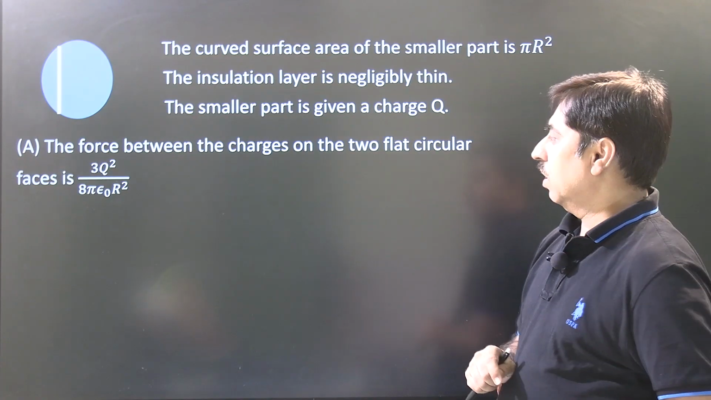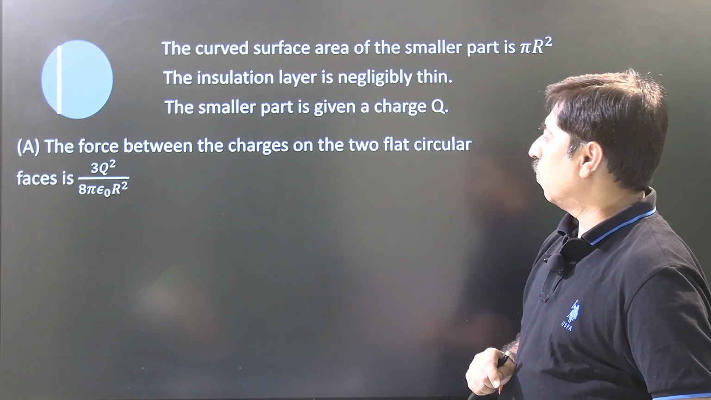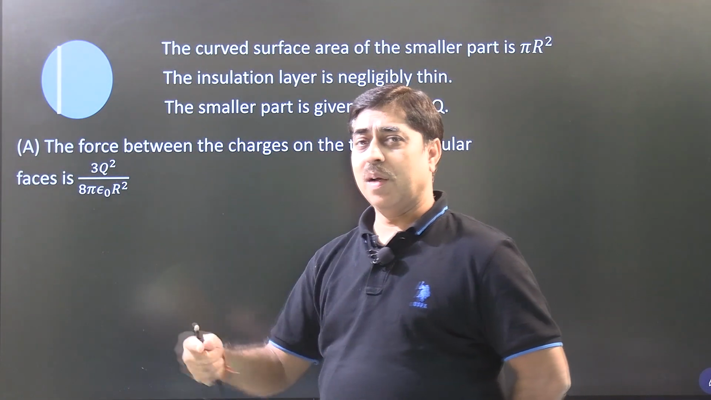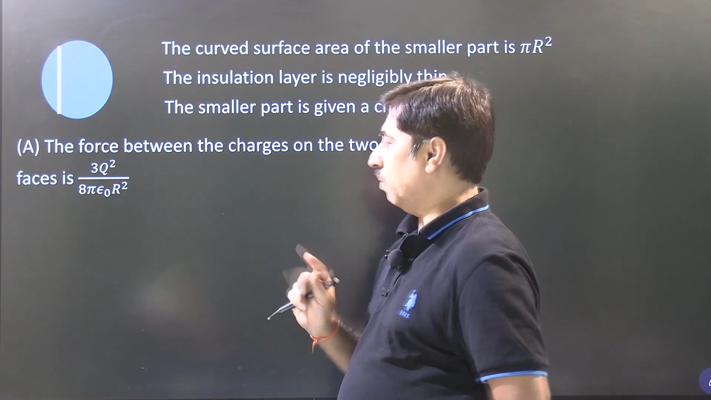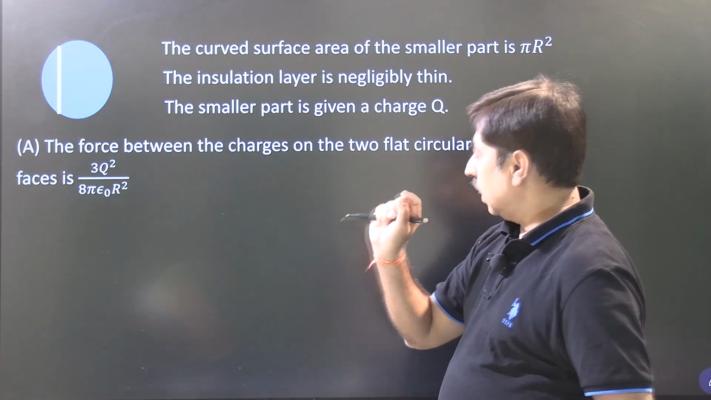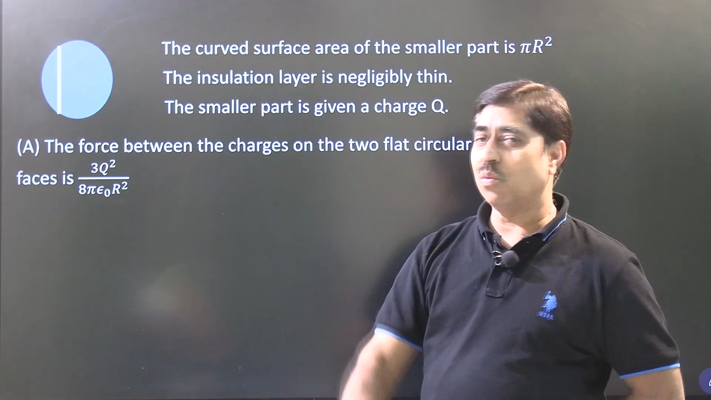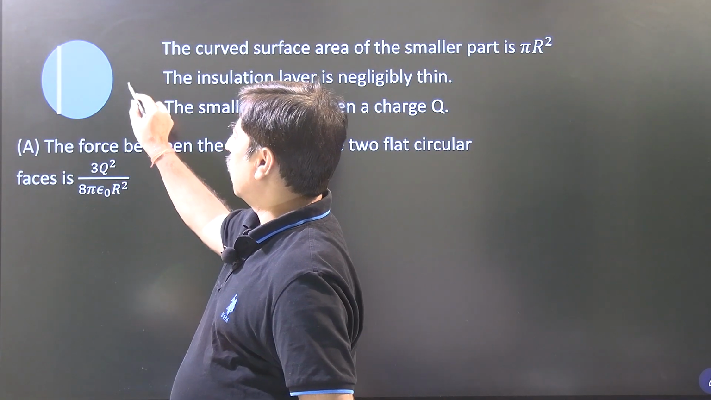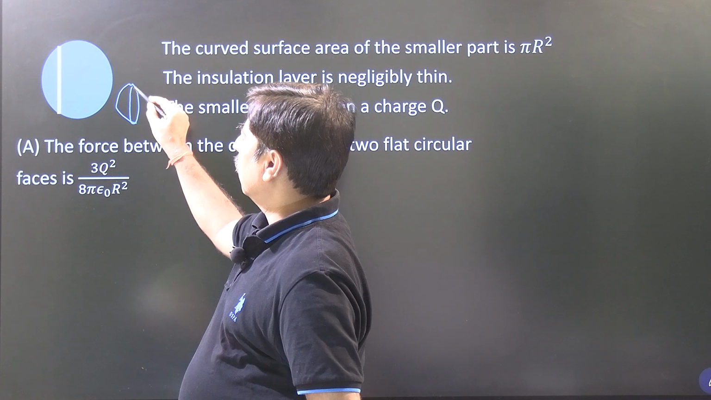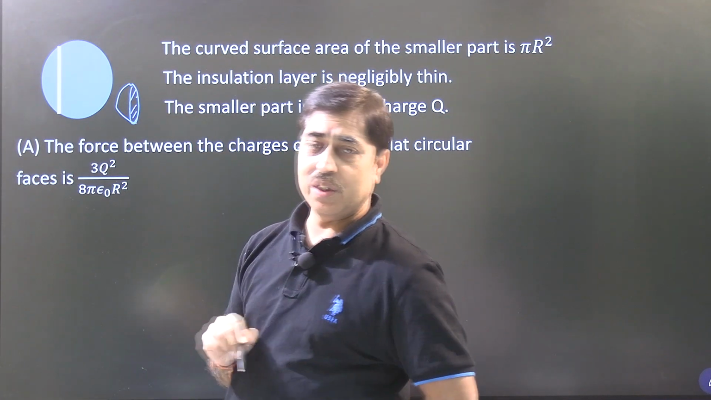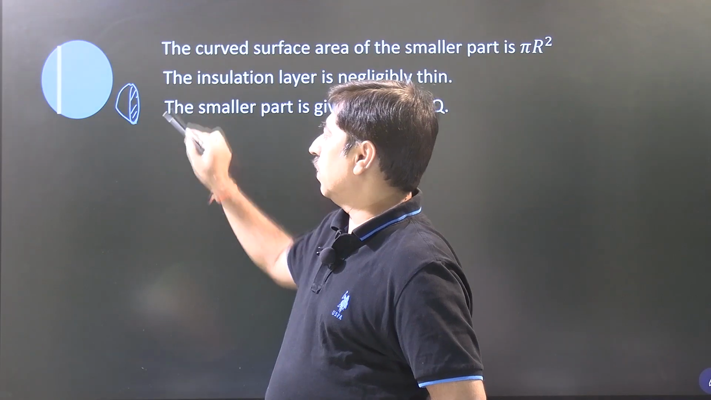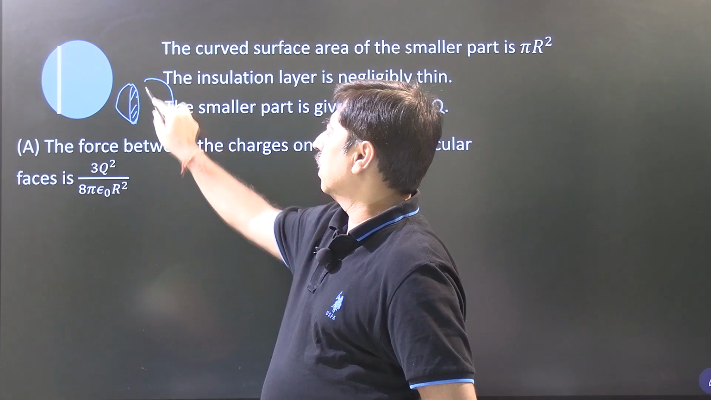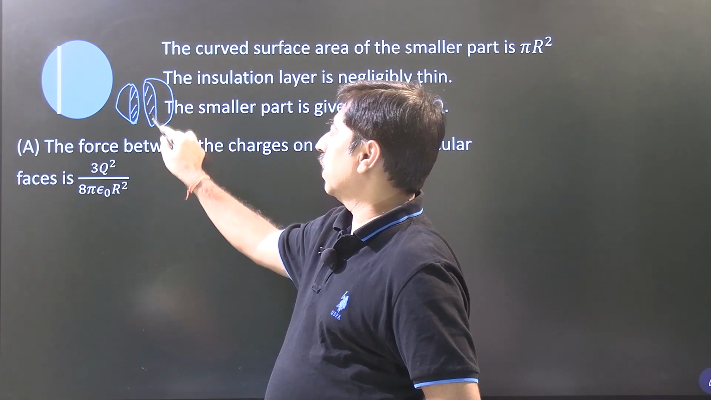The first option is the force between the charges on the two flat circular faces is 3q square by 8 pi epsilon naught r square. Read this statement carefully. Force between the charges on the two flat circular faces. What is the meaning of flat circular faces? If you cut this sphere into two parts, this is one part, this is the flat circular face, it is having some induced charge on it, and then there is the other part of the sphere, this is also having a circular face of the same size.